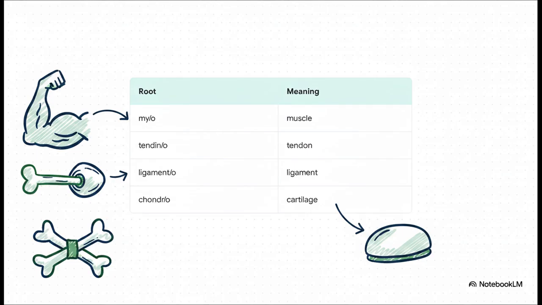But hey, orthopedics isn't just about the bones, right? It's heavily about supportive structures too. Myo is muscle. Tendono is tendon, which is the tissue connecting muscle to bone. Then ligamento connects bone to bone. And chondro stands for cartilage. Try to actually visualize handling these specific tissues in your hands as you review these terms.